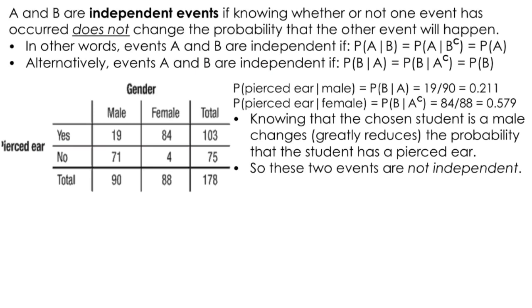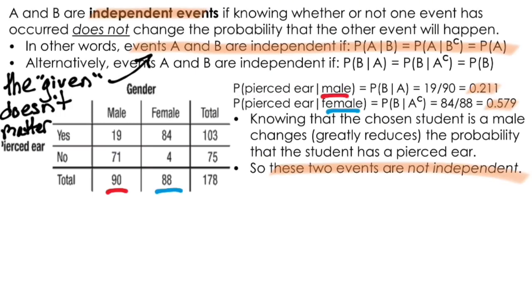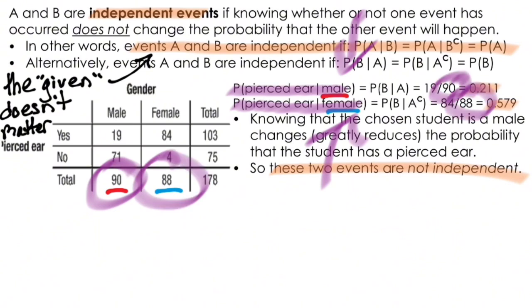Let's look at the probability of getting a pierced ear given that the student was a male, and then the probability of a pierced ear given that the student was female. We are looking to see if the events of having pierced ears and being male are independent. Look at the results. When we make the denominators the total number of males and females, 90 and 88, you can see those numbers right there.